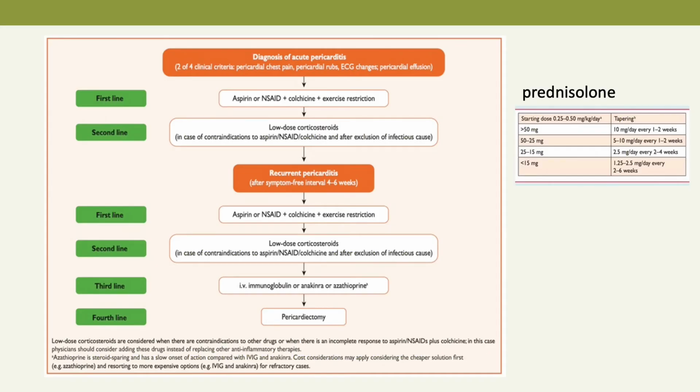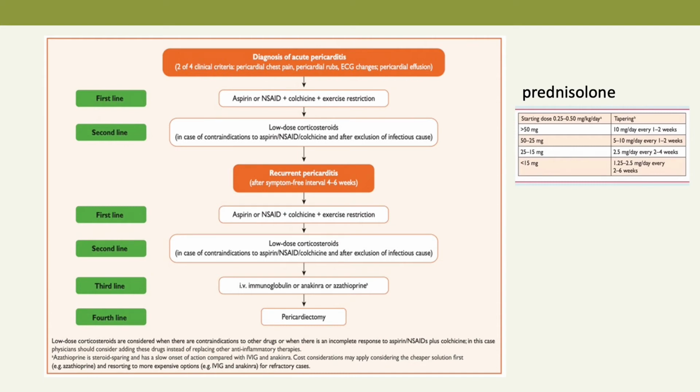So this is just a chart to outline the flow of the treatment plan for acute pericarditis. You have your diagnosis of acute pericarditis. First line treatment is aspirin or a non-steroidal plus colchicine plus exercise restriction. Second line is low dose corticosteroids, and I've put the dose on the right hand side.